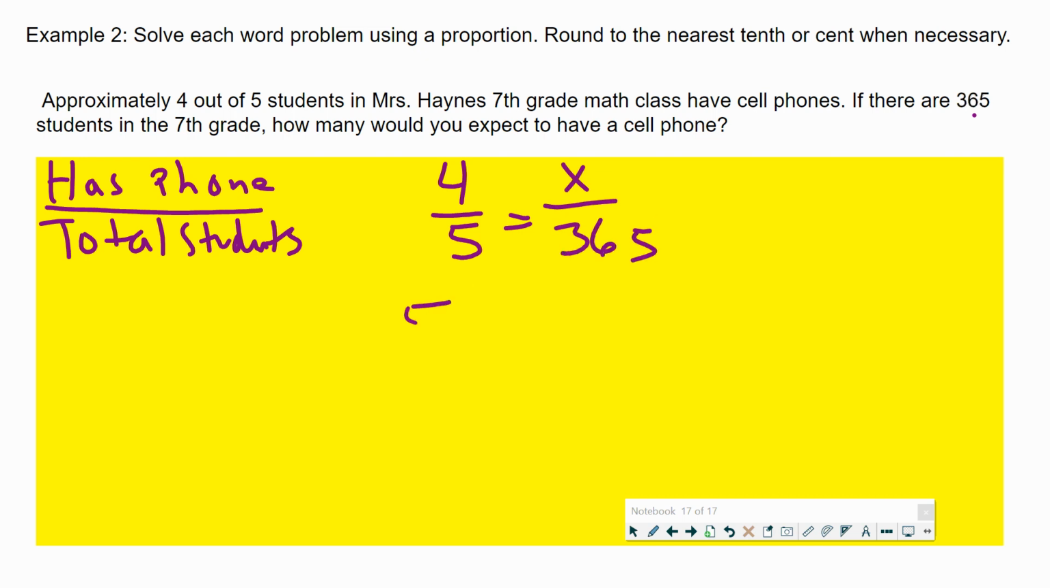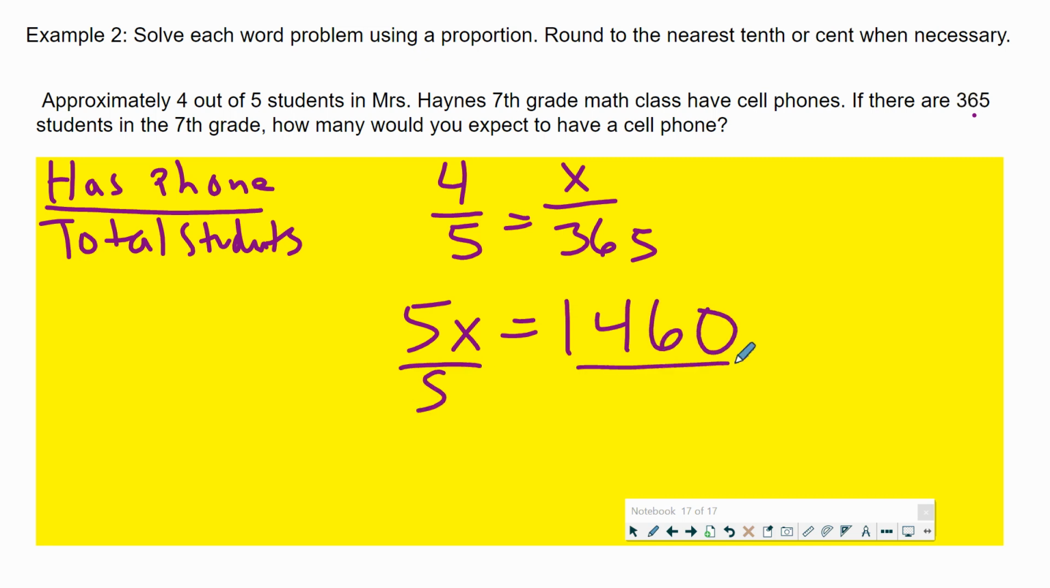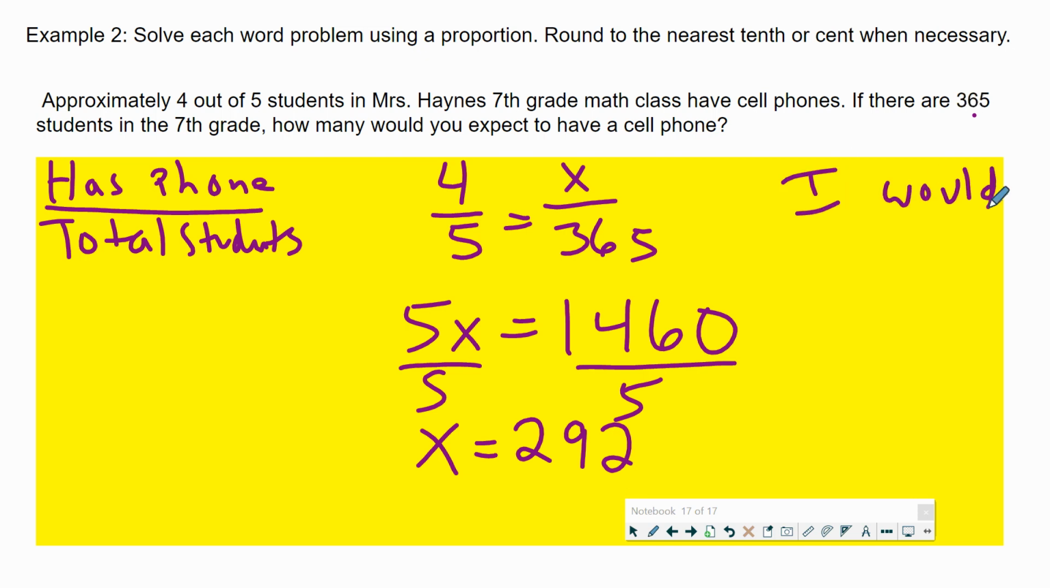So I cross multiply and I get 5X equals 1,460. I divide both sides by 5. I get X equals 292. So again, I have to write a sentence. How many would you expect? I would expect 292 students to have cell phones.